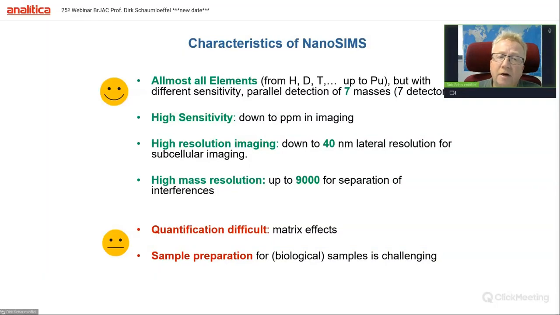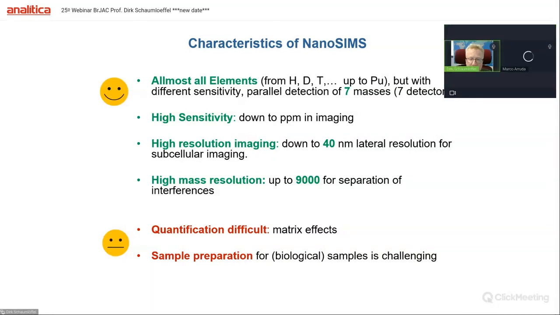We can achieve a high resolution imaging down to 40 nanometers lateral resolution for subcellular imaging, 40 nanometers in case of the oxygen ion source. I was not talking in detail about the mass resolution, but we can also have a high mass resolution up to 9,000 for the separation of interferences. And I also was not talking about the transmission, but in comparison to other mass spectrometers, we have a quite high transmission of 80% of the created ions in the ion source or during the sputtering processes are later then also detected at the detectors.